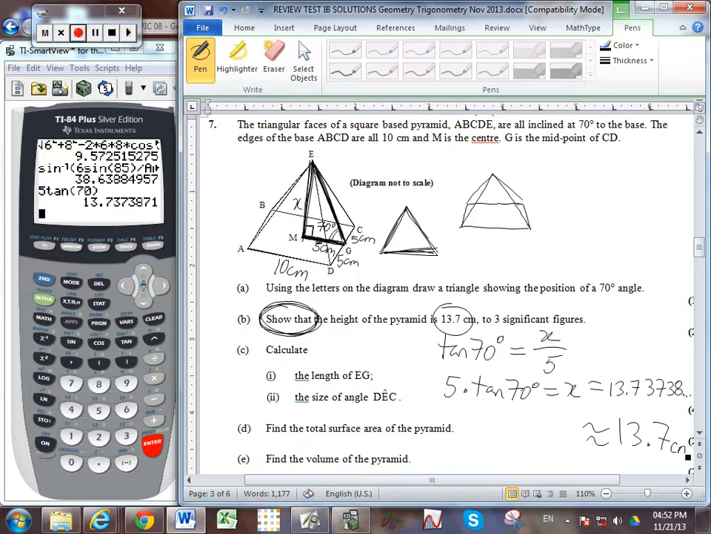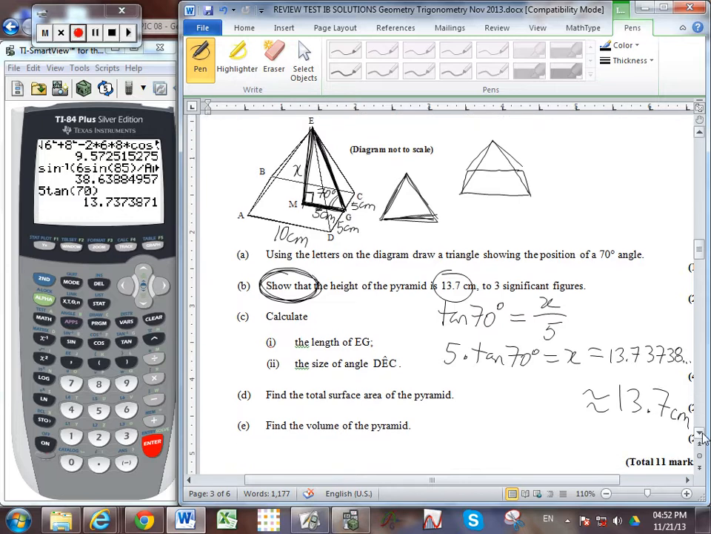Don't forget units, centimeters. Part C, calculate the length of EG. Well, that's just the hypotenuse in the triangle that we've already been working with, so we should just be able to use another SOHCAHTOA ratio. So this time, let's call it L for the slant height. We often use L for slant height. Oh, I could also use Pythagoras here, couldn't I? Because now I know what x is.